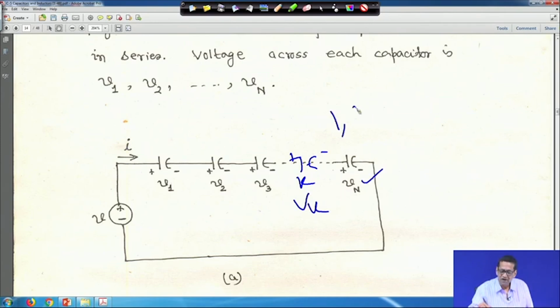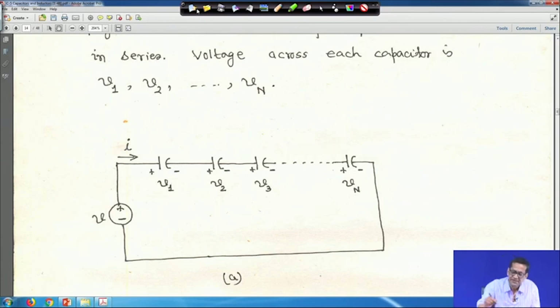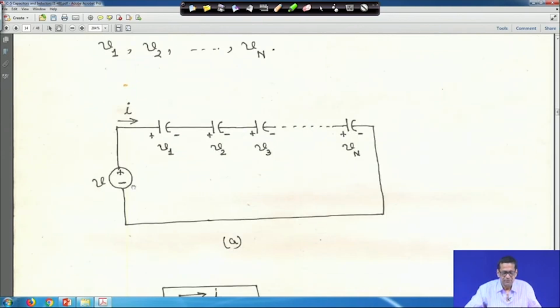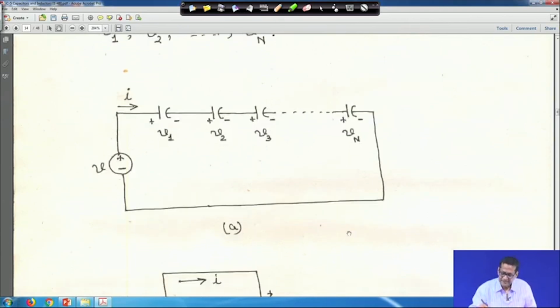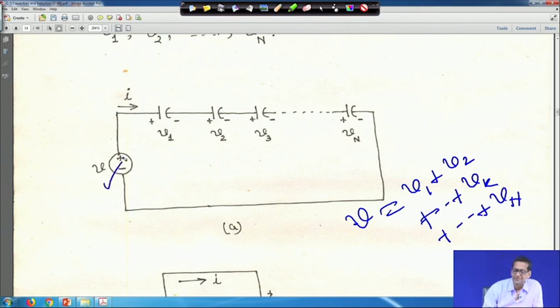It is 1, 2, then 3 up to the kth capacitor, then nth. So, somewhere the kth capacitor is there. All these capacitors are in series, and the total voltage here is V. Let me write it down for you: V is equal to V1 plus V2 plus Vk plus Vn. This is the supply voltage V.